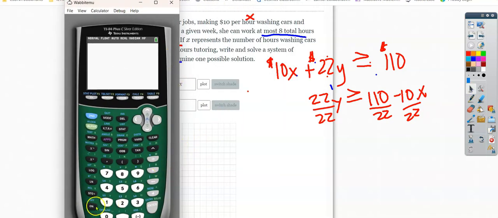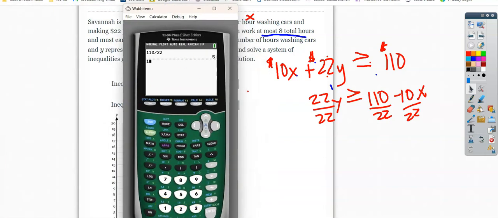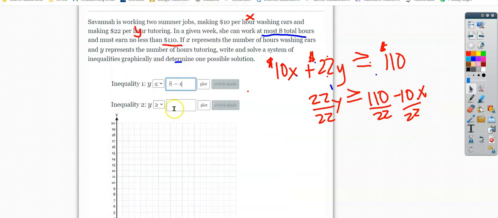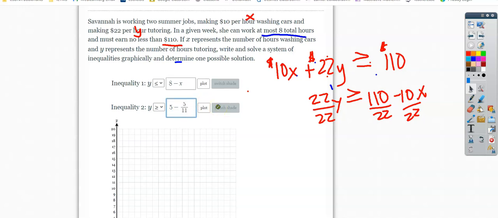All right, let's take a look here. We're going to get 110 divided by 22. It gives me $5, or 5. And then 10 divided by 22. I think I'm going to leave this one as a fraction. I'll just reduce it, right? So if I put it in fraction form, and I get 10 over 22, I'm going to change it to 5/11ths. So y is greater than or equal to 5 minus 5/11ths x. All right, let's clear this off.